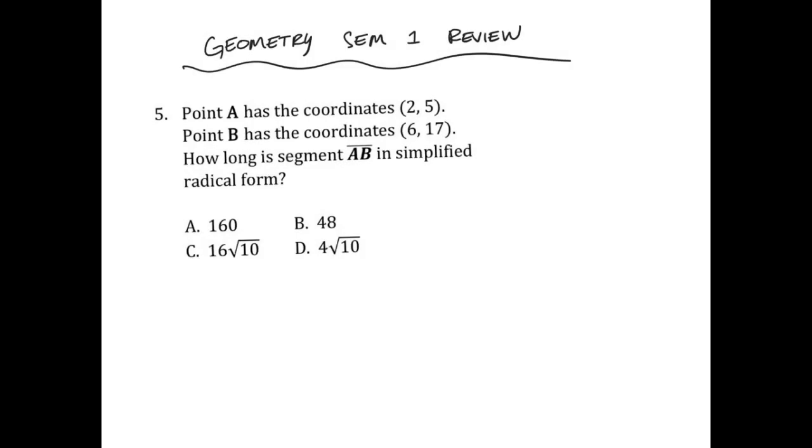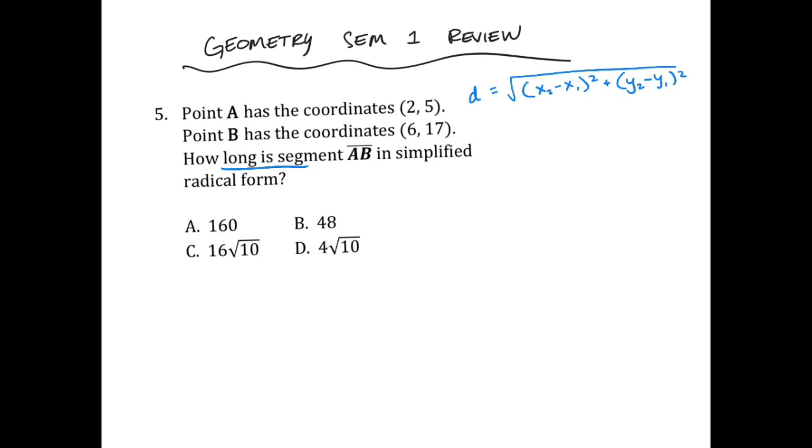All right, on this next one, it says that point A has these coordinates, point B has those coordinates. How long is segment AB? To find out how long a segment is in the coordinate plane, we're going to have to use the distance formula, which says D equals the square root of our change in x squared plus our change in y squared. Alrighty, so that's the formula I'm going to use.